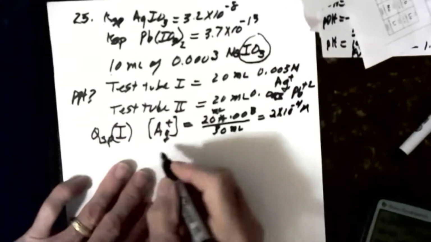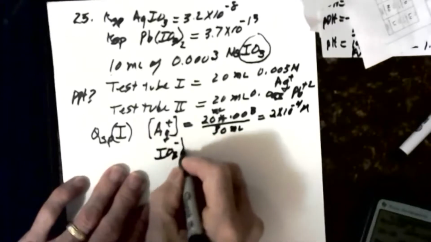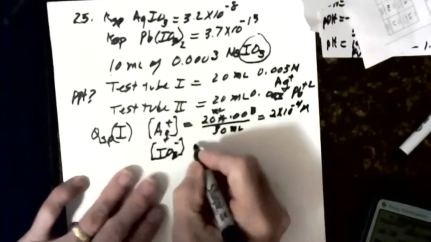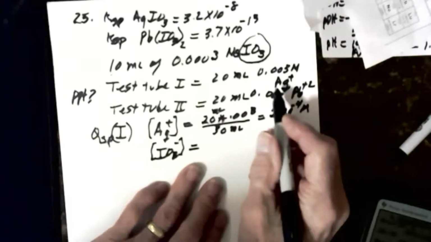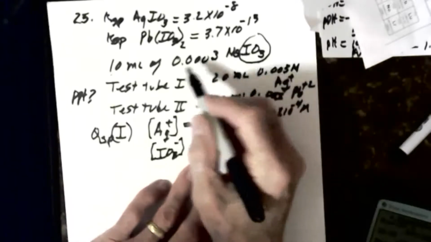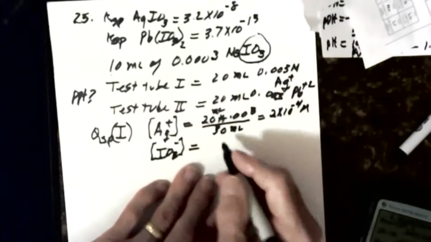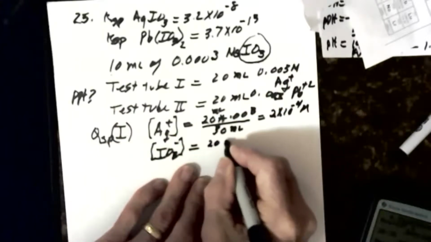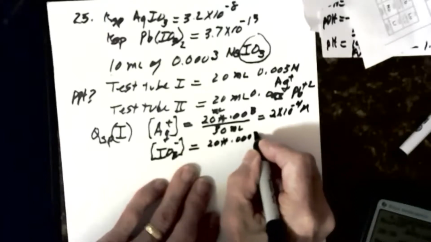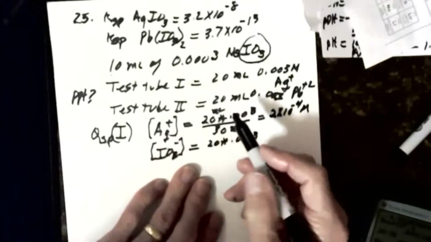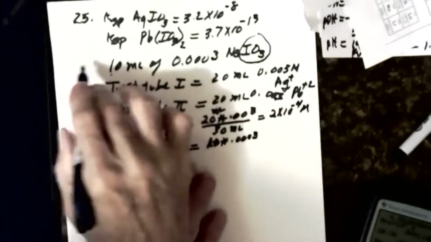Now what would be the iodate concentration, IO3 minus in that test tube? Well, I'm going to have 10 milliliters of 0.0003 iodate ion from up here. So I've got 20 times 0.0003. No, I'm sorry, it's 10. Iodate is coming from here.